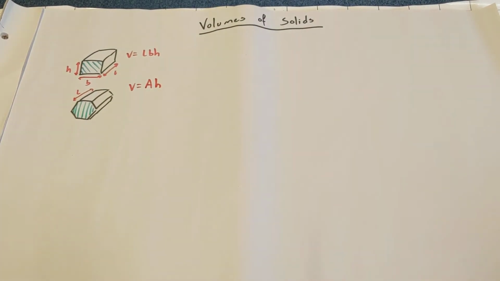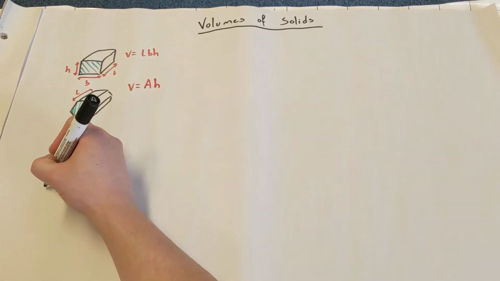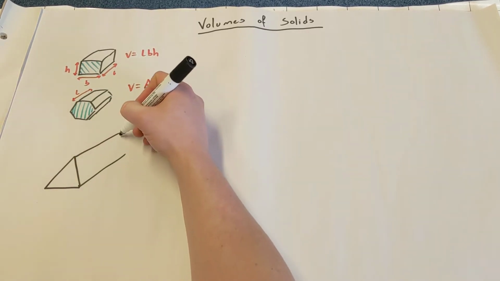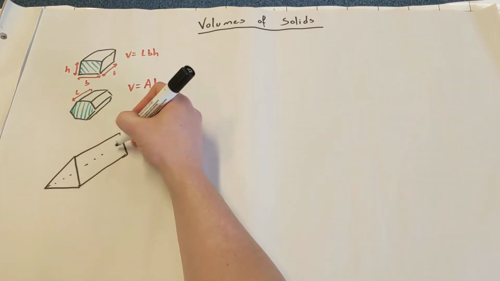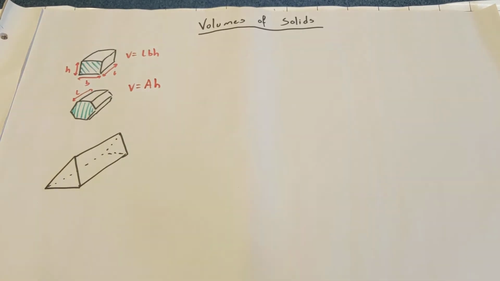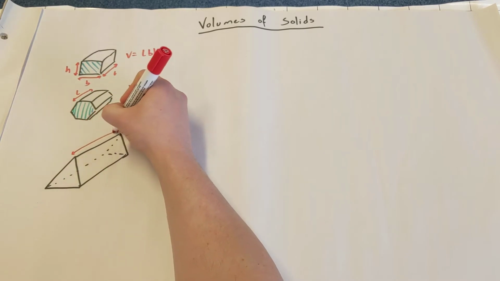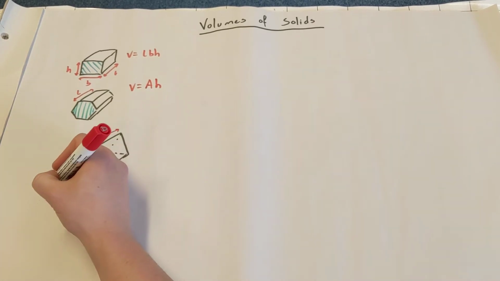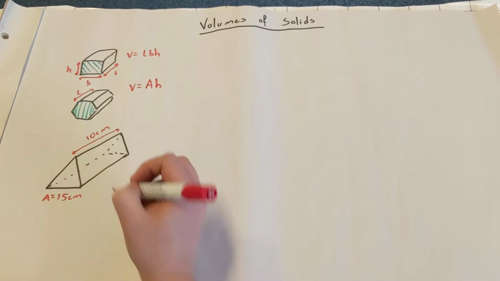So let's look at an example of that, okay? And I'm going to go with a different shape other than a hexagon because that's a bit hard to draw. So I'm going to go with a triangular prism like this, and we want to know the volume of this shape. We are then told that it goes back 10 centimeters. And I'm going to say that the area of this face equals 15 centimeters squared.